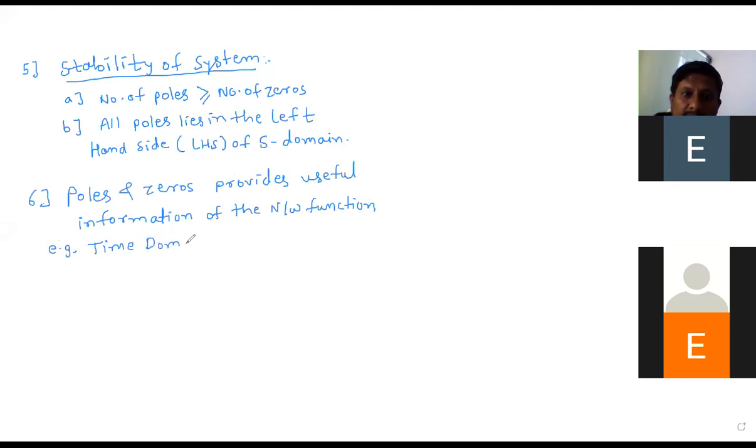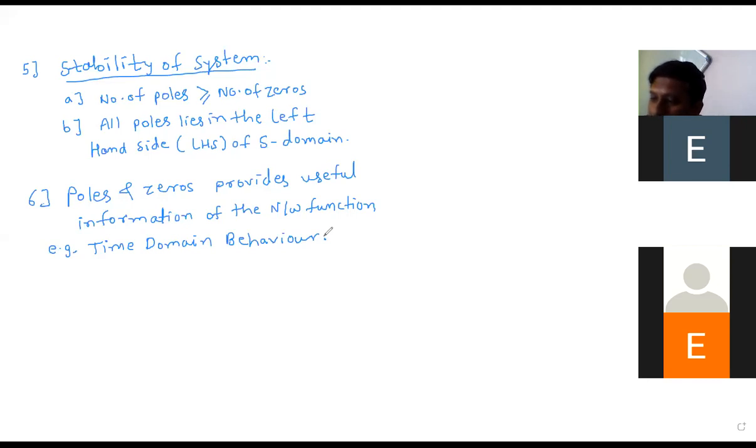Time domain behavior we can find out from the pole zero plot. So that point is there in our syllabus. So we have to solve the numerical examples based on the time domain behavior. We have to find out the time domain behavior from the given network function using pole zero plot. Okay, that is a big topic, we have to discuss it.